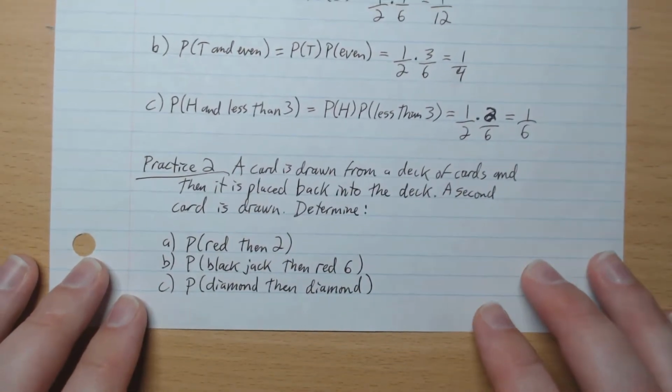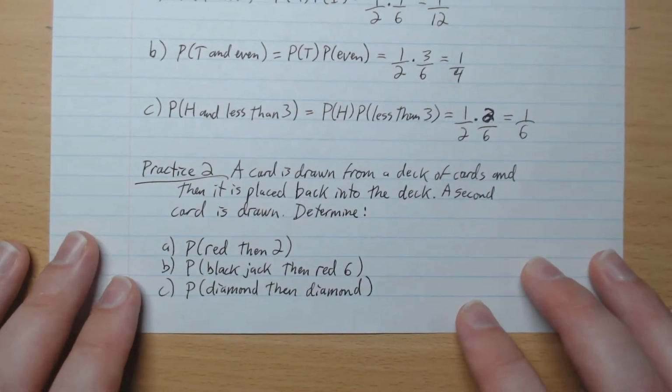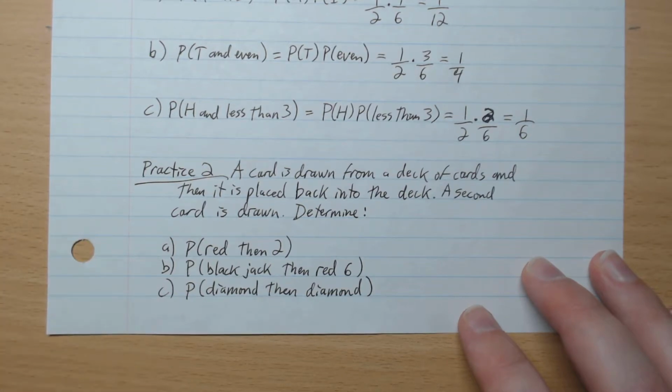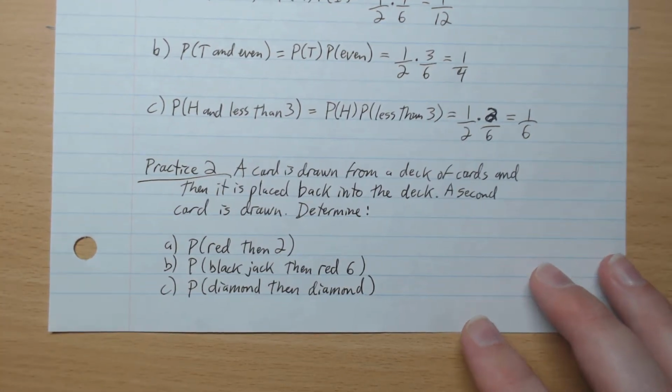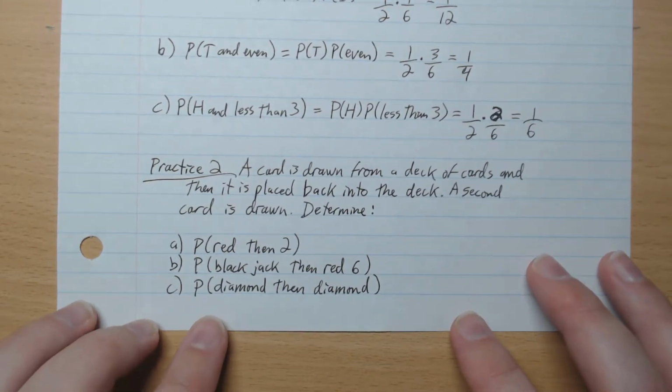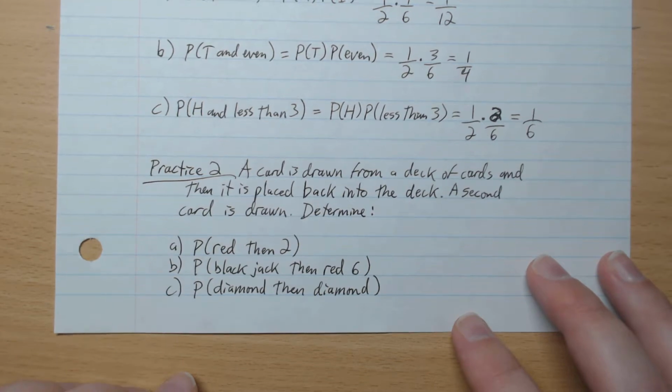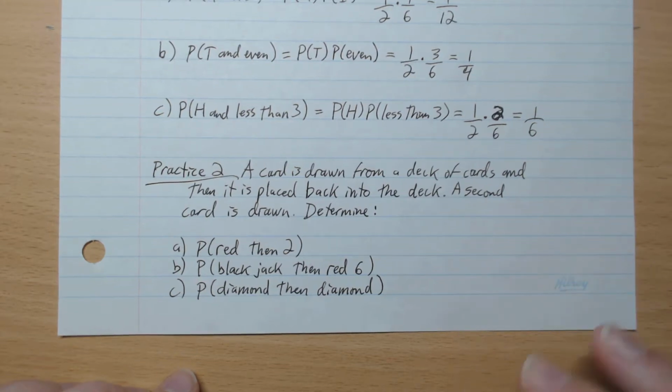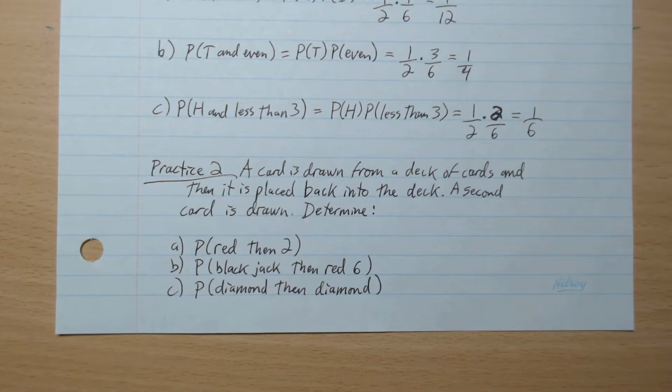Practice number 2. A card is drawn from a deck of cards, a standard pack of 52, and then it is placed back into the deck. A second card is drawn. Determine A, P of red then 2, B, P of blackjack then red 6, C, P of diamond then diamond. So go ahead and pause the video and answer that.